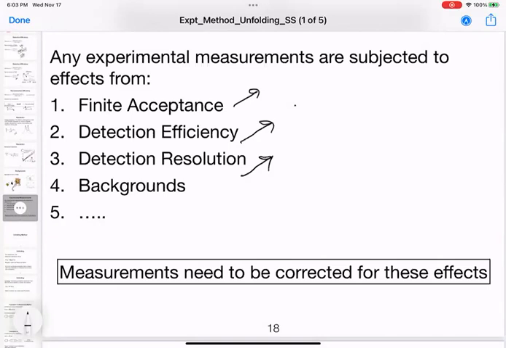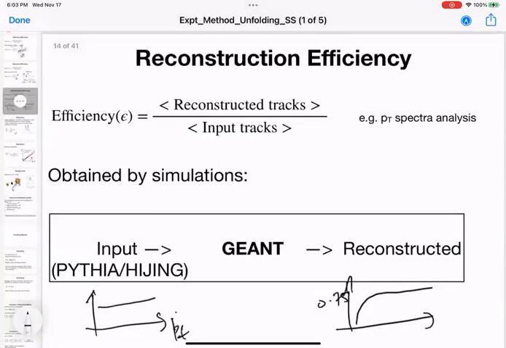Hello, Swada. I want to know, in the reconstruction efficiency, the input we take is the flat pT spectra. What is the reason for this? If you take any other shape, what will happen to the output, like reconstruction efficiency times acceptance as a function of pT?